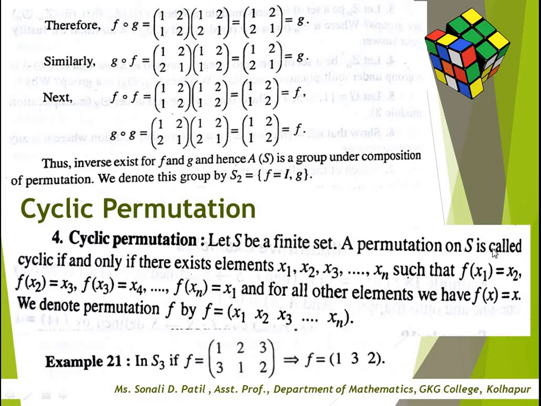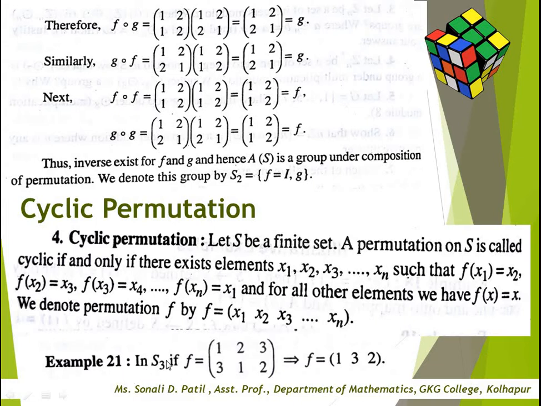A permutation on S is called cyclic if and only if there exist elements x1, x2, x3 and so on up to xn, such that f of x1 is equal to x2, f of x2 is equal to x3, f of x3 is equal to x4 and so on, f of xn is equal to x1. And for all other elements we say that f of x is equal to x. We denote permutation f by f = (x1 x2 x3 ... xn).